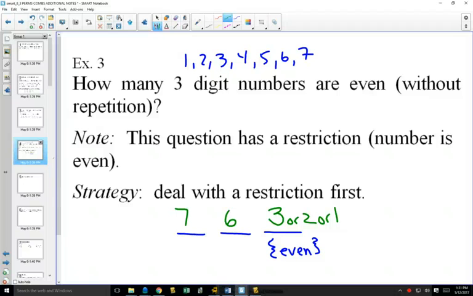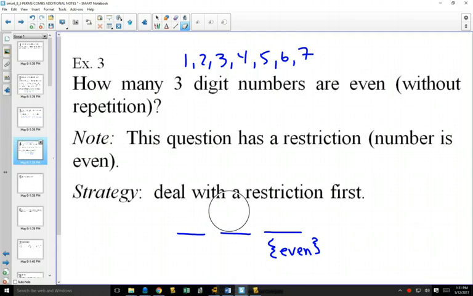So what we do is we say, well, let's start here. Even though it's my last number, my restriction is on this even one. I'm going to pick one of those 3 even numbers and put it there first.